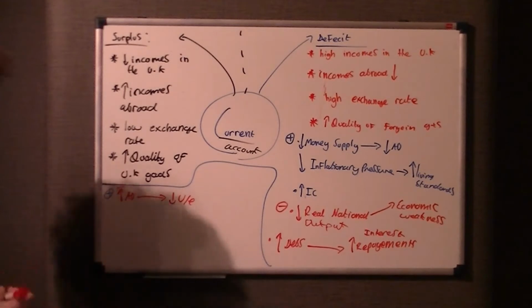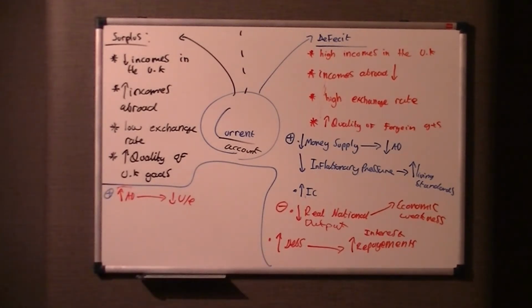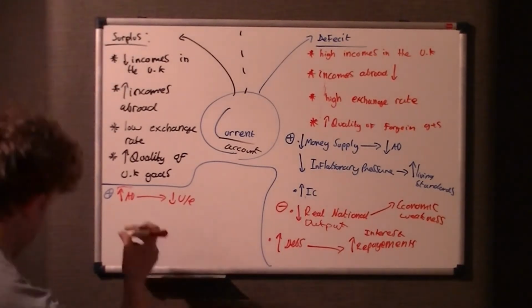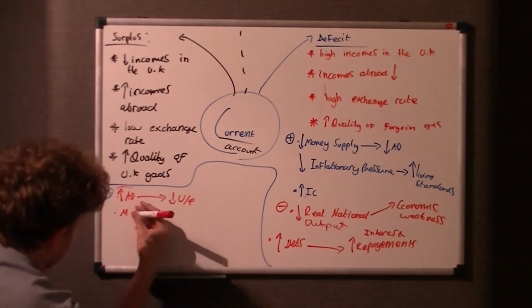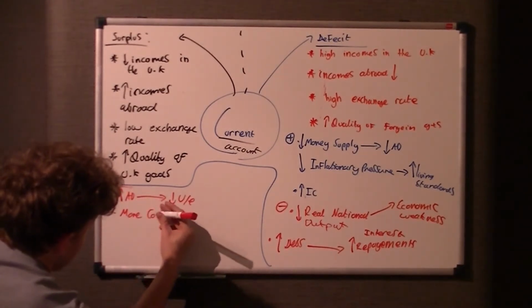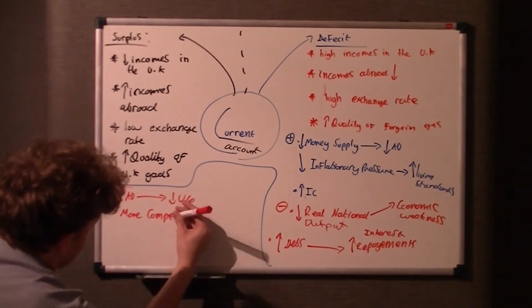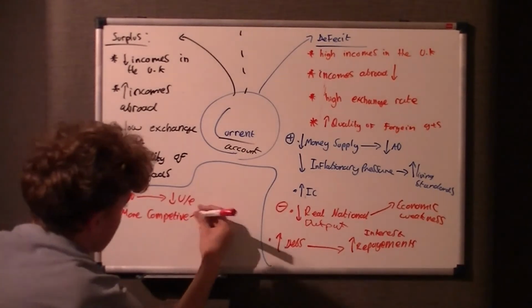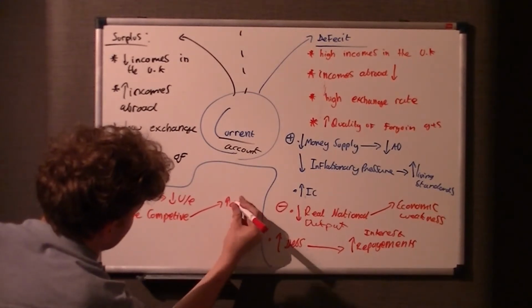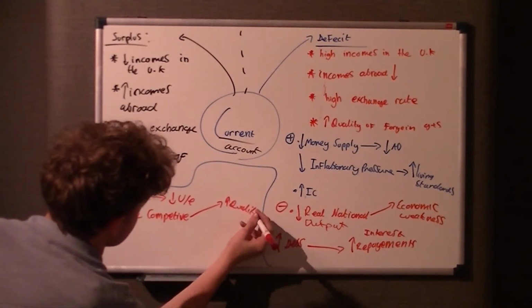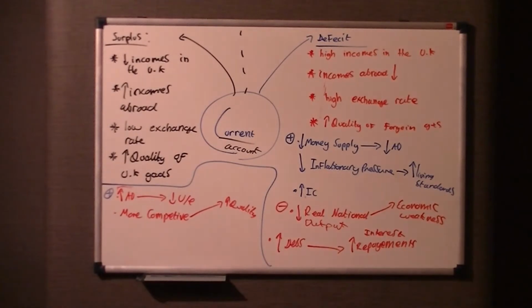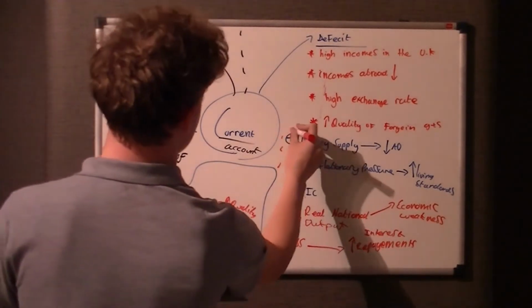I'm trying to keep the board free, anyway. So that's one bonus. And obviously if people are buying more from us, we must be more competitive, so you can have that as another advantage: more competitive. Even though our prices increase, our goods increase in quality, so I just put increase in quality. That must be one factor that's led to the current account increasing.